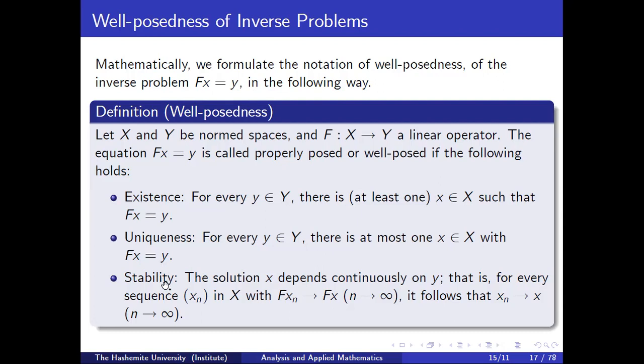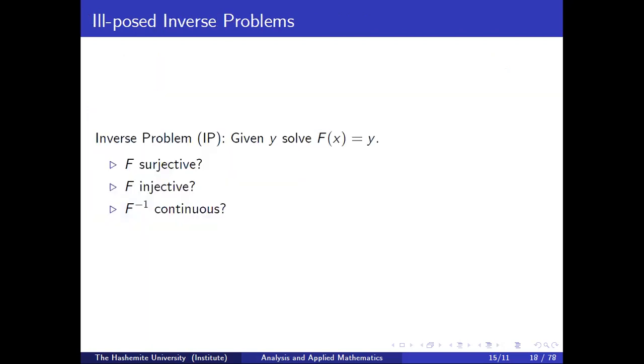And stability, for example, means that a small change in the values of y will lead to a small change in the answers of x. So if you look at this, this corresponds to f inverse existing and being continuous. So mathematically, onto means existence, injective or one-to-one means uniqueness, and f inverse exists and continuous means stability.